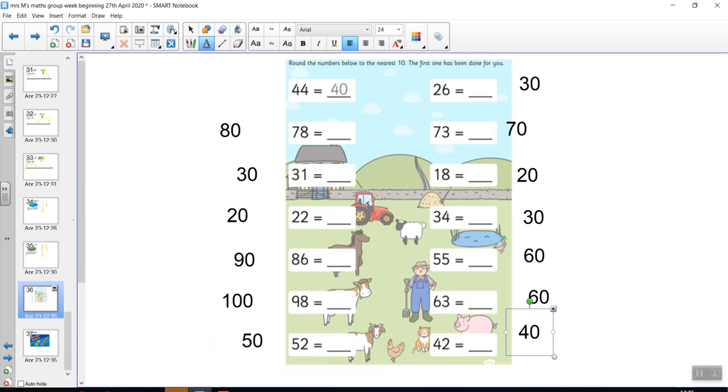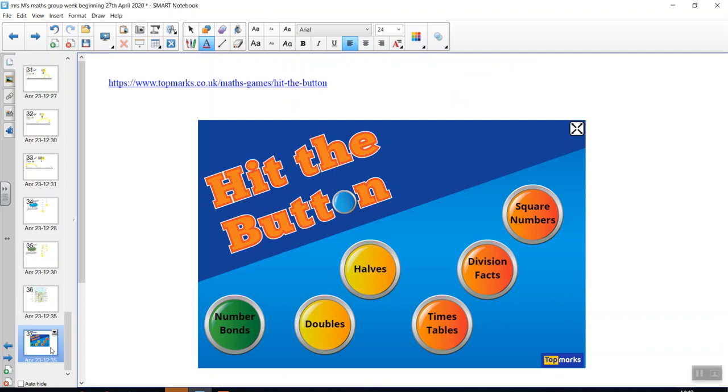So the last thing we're going to do today is not about rounding, it's about working with our values. We're going to look at our times tables. Again, this is on the Topmarks website. So if you go to topmarks.co.uk, you'll find Hit the Button. And actually, there's any number of activities you can play on here. Some of my favourites are my times tables. There's also number bonds and doubles and halves. I'm going to look at times tables first.